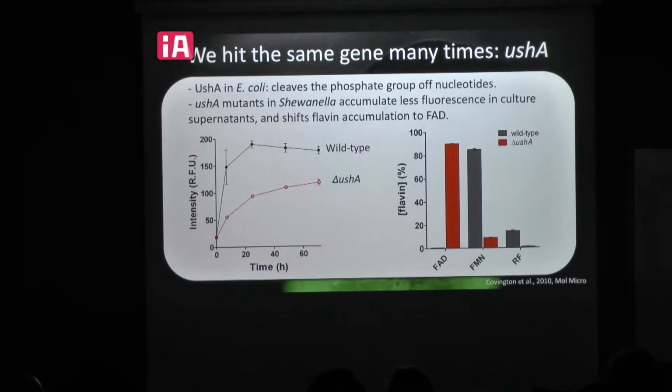This is now a profile not looking at just bulk fluorescence, but rather quantifying FAD versus FMN versus riboflavin. And I'll show you what flavin adenine dinucleotide is in a second. While wild type is in gray here, mostly we see FMN with a little riboflavin. This USH-A mutant had almost all FAD in it. And so this was quite unusual. So USH-A mutants in Shewanella accumulate less fluorescence in culture supernatants and shift the flavin accumulation to FAD.